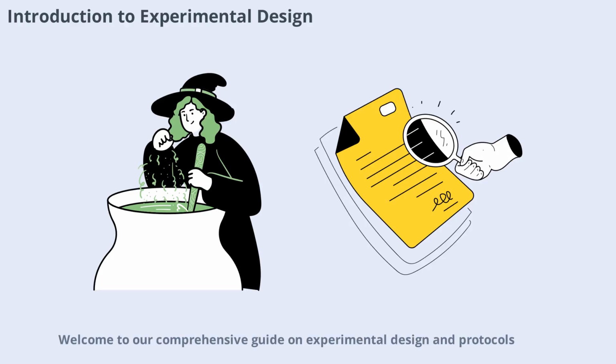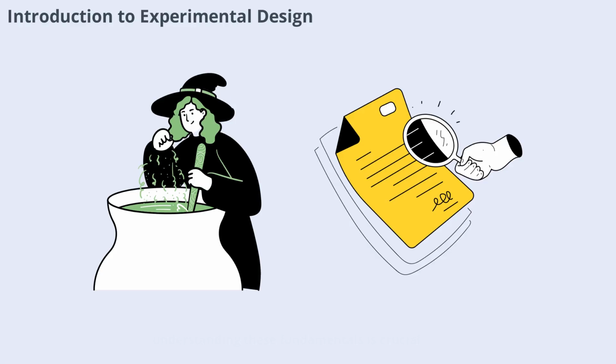Welcome to our comprehensive guide on experimental design and protocols. In this video, we'll explore the essential steps and considerations for planning and executing scientific experiments. Whether you're a student, researcher, or simply curious about how experiments are structured, understanding these fundamentals is crucial. Experimental design forms the backbone of scientific inquiry, ensuring that results are reliable, reproducible, and meaningful. We'll start by discussing what experimental design means and why protocols are so important in scientific research. Let's dive in and set the stage for a journey through the world of structured experimentation.